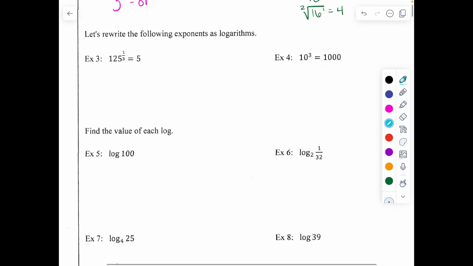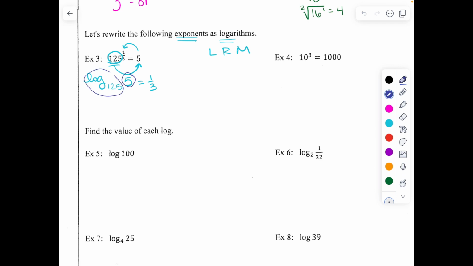All right, let's look at this next one. It says, let's rewrite the following exponents as logarithms. So again, we're still going to use left, right, middle to go from exponent to logarithmic form. To go to logarithmic form, we're going to start with the log. The base number becomes the base of the log, then left, right, middle. So the middle value equals 1/3. So this means that we need log base 125 of 5 to equal 1/3.